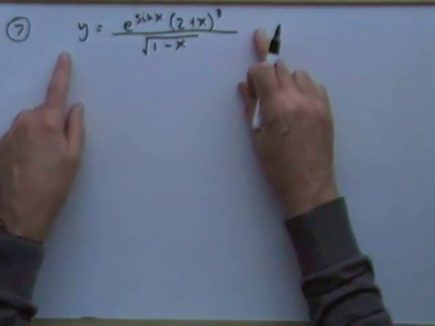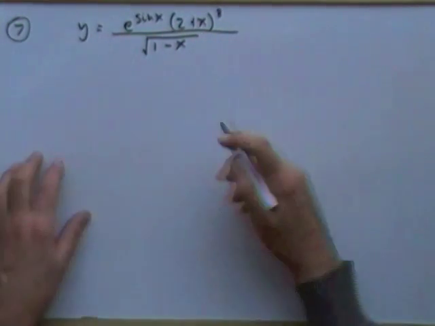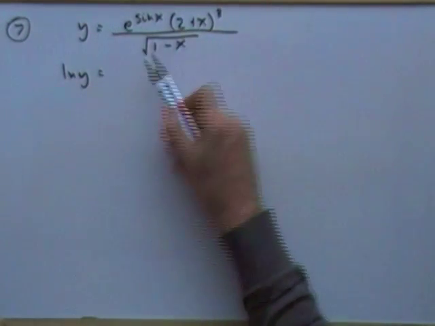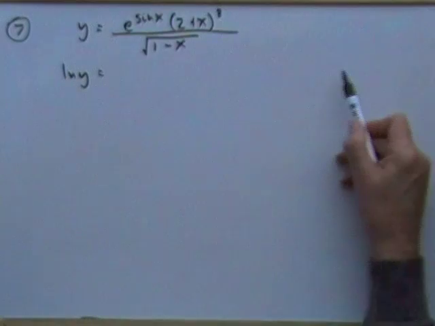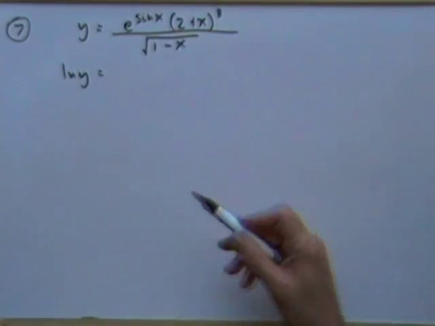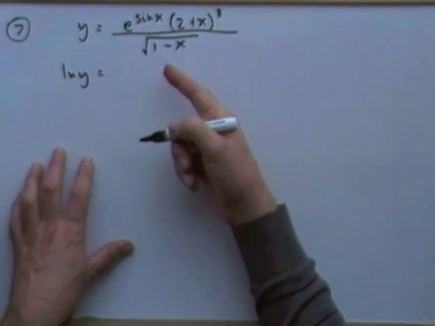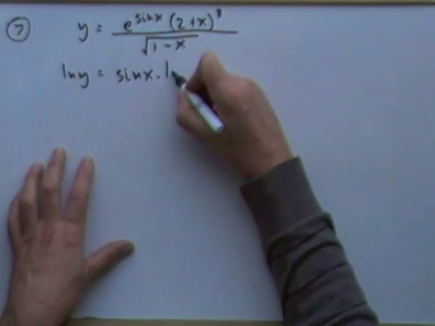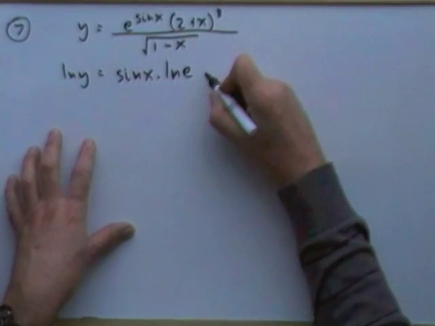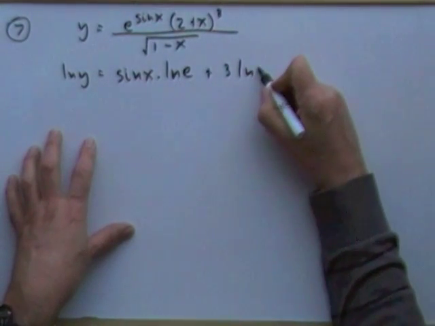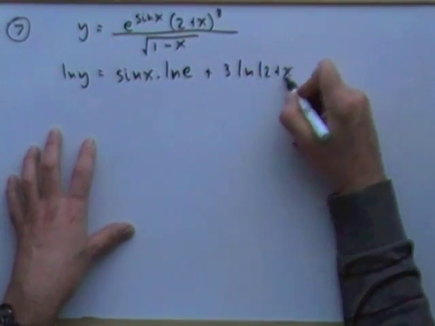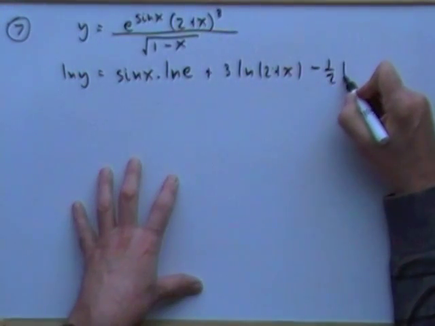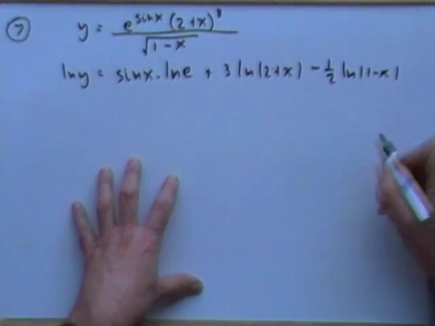But this looks like an obvious candidate for logarithmic differentiation, just to split these apart. So take the logarithm of both sides. So it's 3 parts here. This product will be the sum of 2 logs, that quotient will be a subtracted log. Any power will go to the front of the log. So that part's going to become sine x ln e, if you like, plus 3 ln 2 plus x, and that's a minus, and it's power a half, of ln 1 minus x.